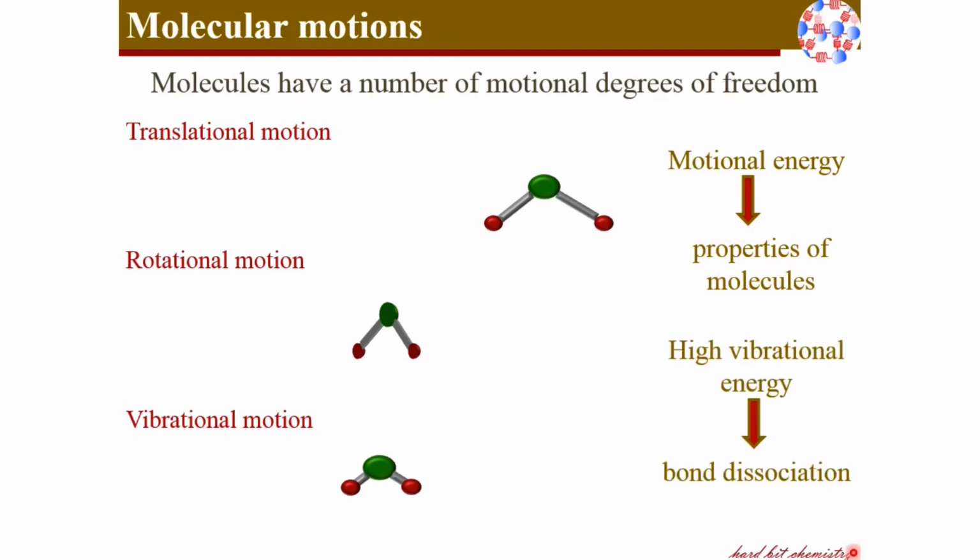For example, if a lot of energy is concentrated on vibration, that means on change in bond length, you can have bond dissociation like this. This vibration happens vigorously because a large amount of energy is focused on this vibration, and in the end you can have a dissociation of the molecule like this. So these molecular motions can have implications on several molecular properties.